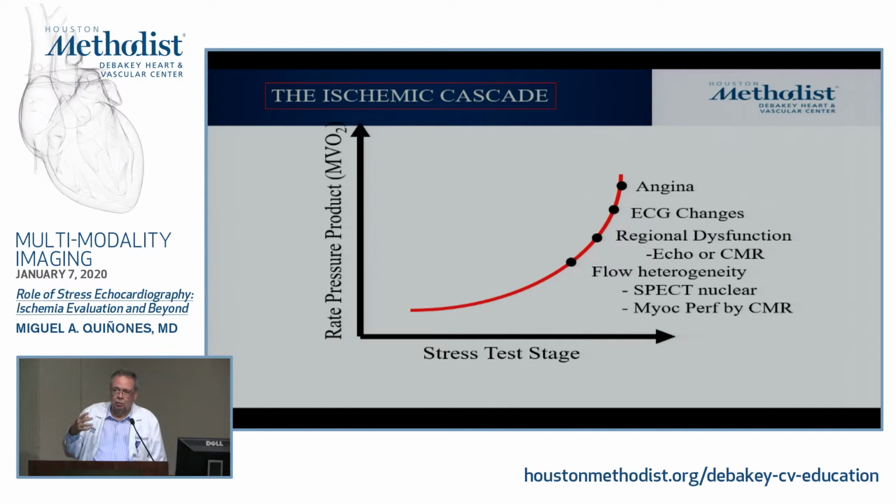And that dysfunction is what we can pick up with echo, or with CMR if we're doing a dobutamine stress. That dysfunction can be diastolic or systolic. Unfortunately, we don't have good diastolic methods to pick it up, so we rely primarily on seeing contractile dysfunction in different segments. That is the reason why stress echo is a useful test for detecting ischemia.